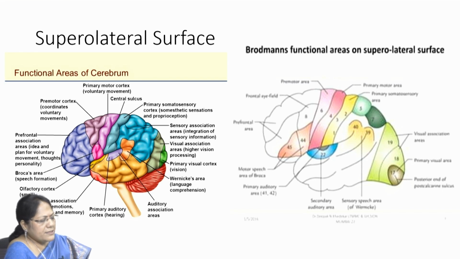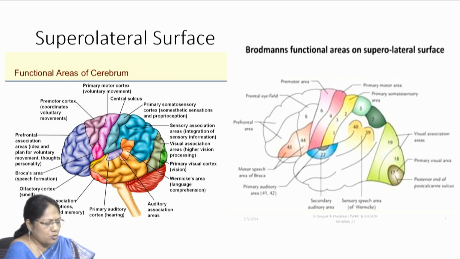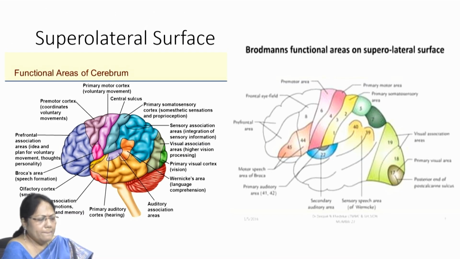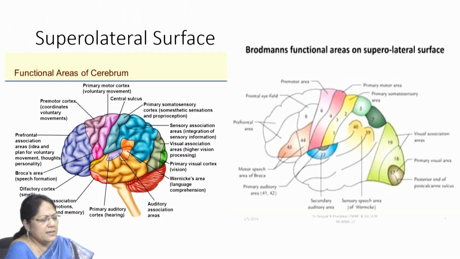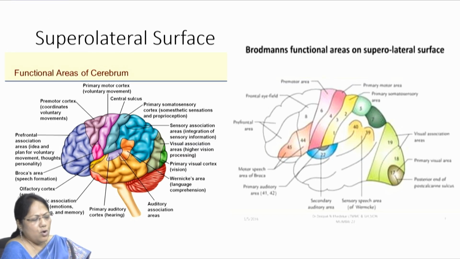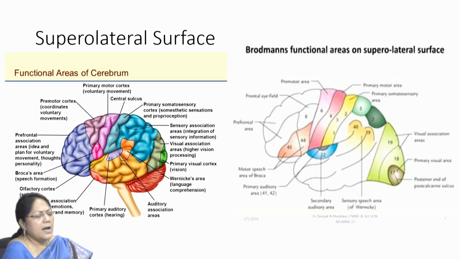Coming to the superolateral surface again, for the last 100 years Brodmann divided this surface into different functional areas and gave separate numbers to them. But clinicians give no importance to these numbers, and at present they are limited to memorization by students, and we ask questions regarding these numbers. These functional area numbers are asked in the questions, so they are very important for the students.